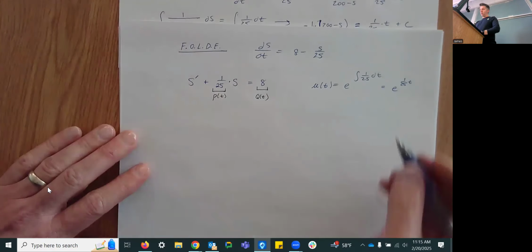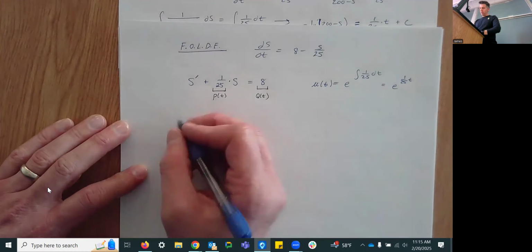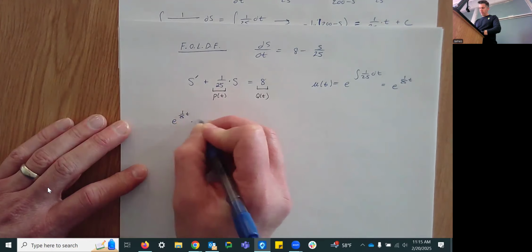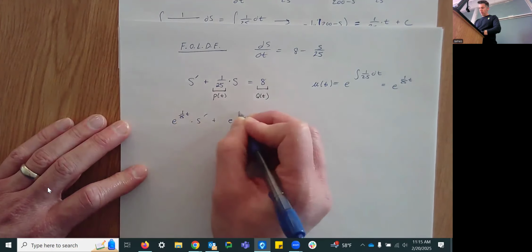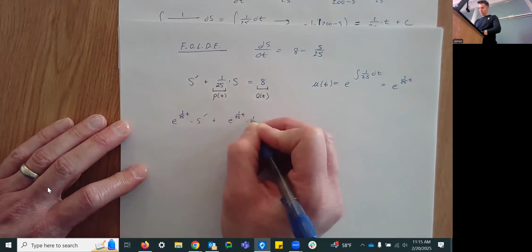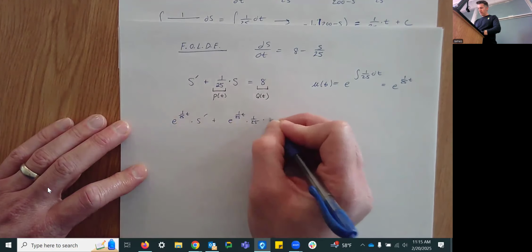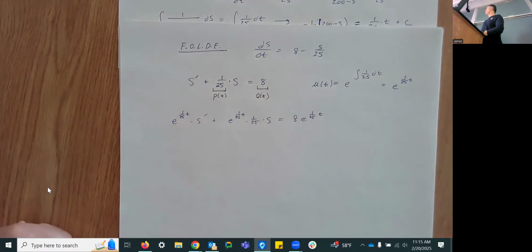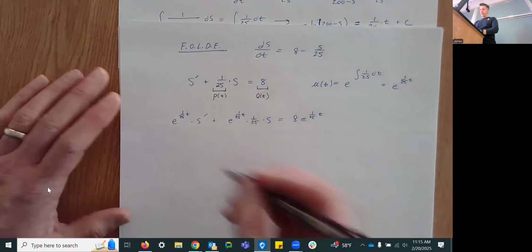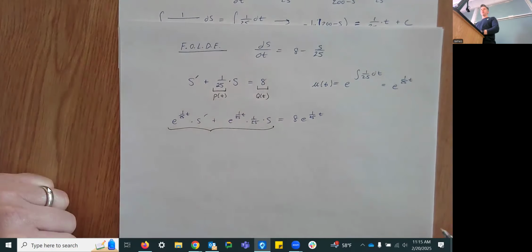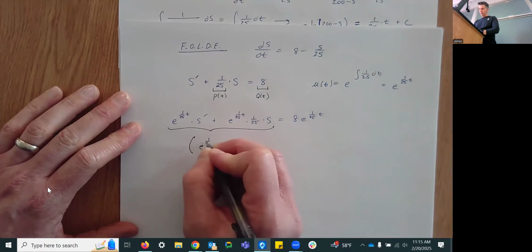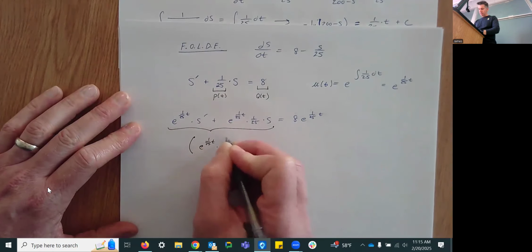And then we're going to multiply everything by that. So we're going to have e to the 1 over 25 times t times s prime plus e to the 1 over 25 times t times 1 over 25 times s equal to 8 times e to the 1 over 25 times t. As is always the case, the left-hand side is just the derivative of a product. This is just the derivative of e to the 1 over 25 times t times s.